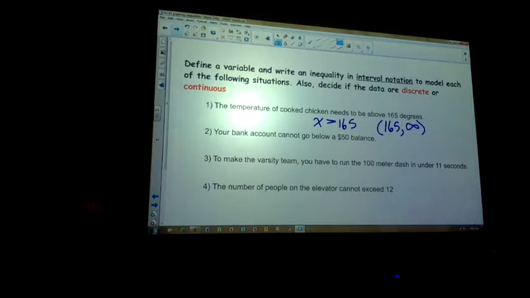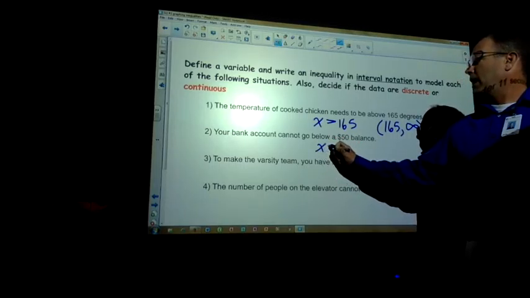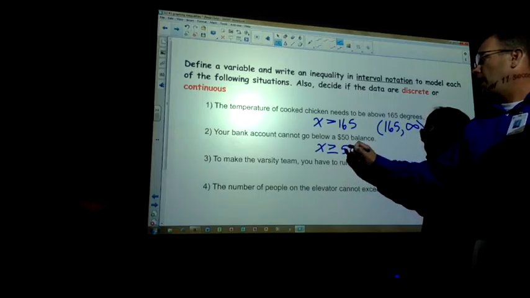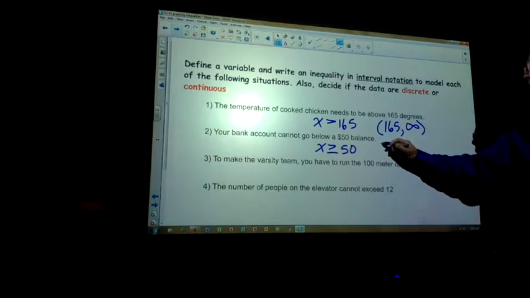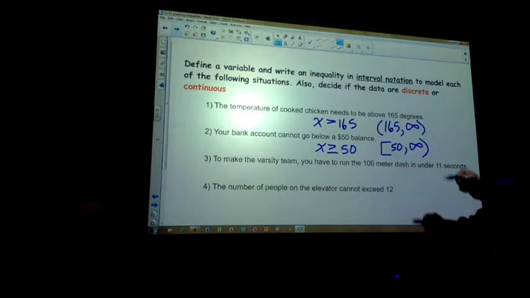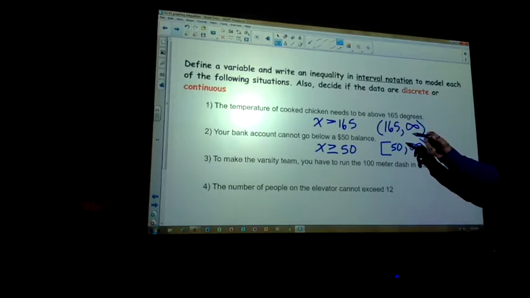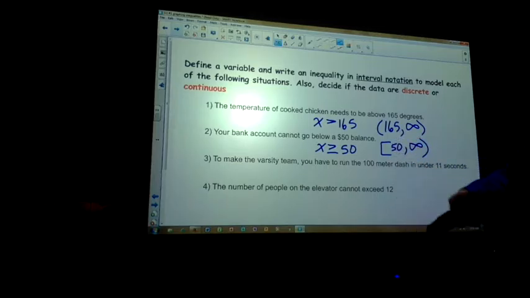Your bank account cannot go below $50. Do you think it can include $50? Yes. So I want my bank account to be greater than or equal to $50. I'm going to do a square bracket, 50, and we could go to an infinite amount of money. Let's face it, we're not going to get there, but people might have a lot of money. Would you have to put dollars? I could, but I don't really need to. I could put the degree and the dollars here, but I think the problem is to find it.